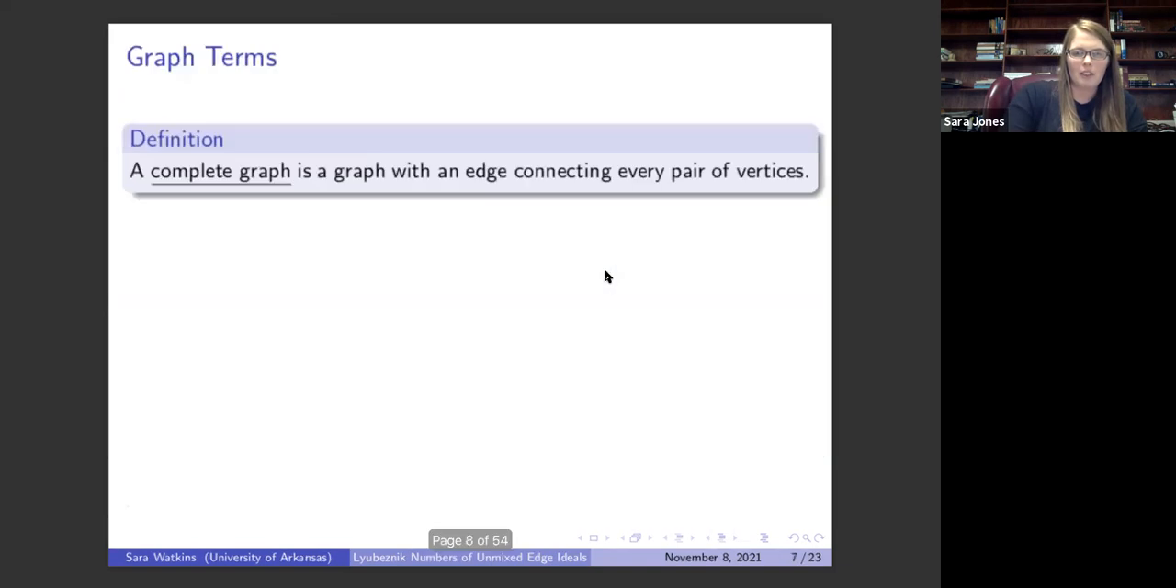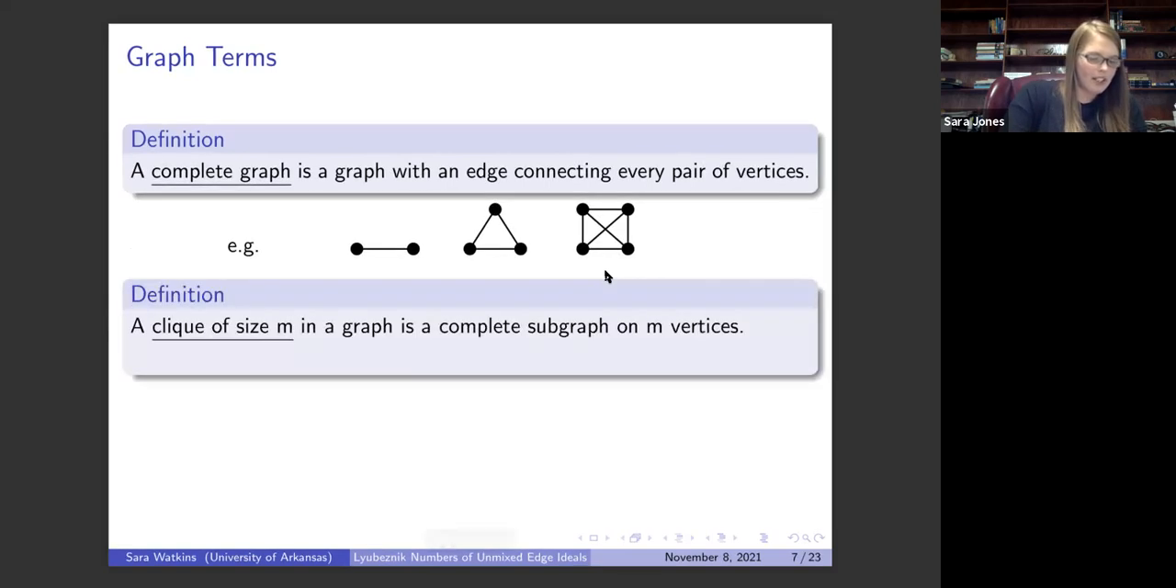So I'll give us a little bit of background on some graph terms. The first one that's beneficial to know is a complete graph. Pretty easy definition here. It's just a graph with an edge connecting every pair of vertices. So every possible edge is there in the graph. Some examples. The first graph is a complete graph on 2 vertices. The second one is a complete graph on 3, and so on and so forth. It recognizes every possible edge.